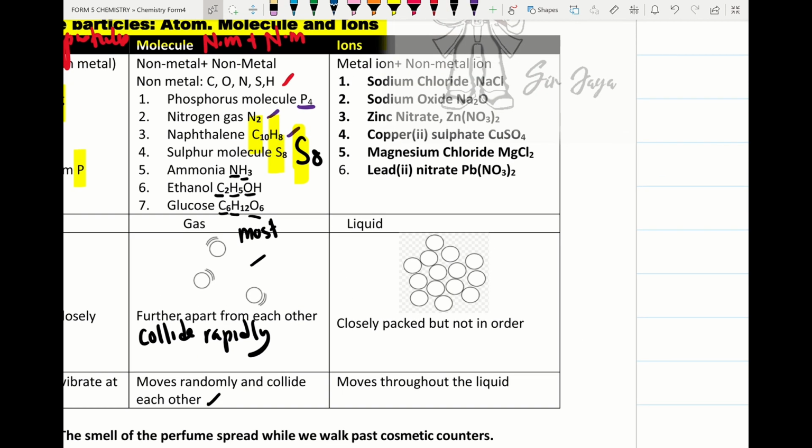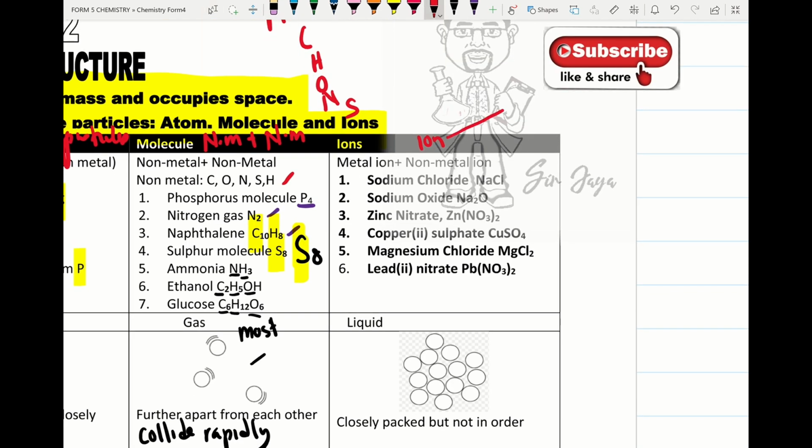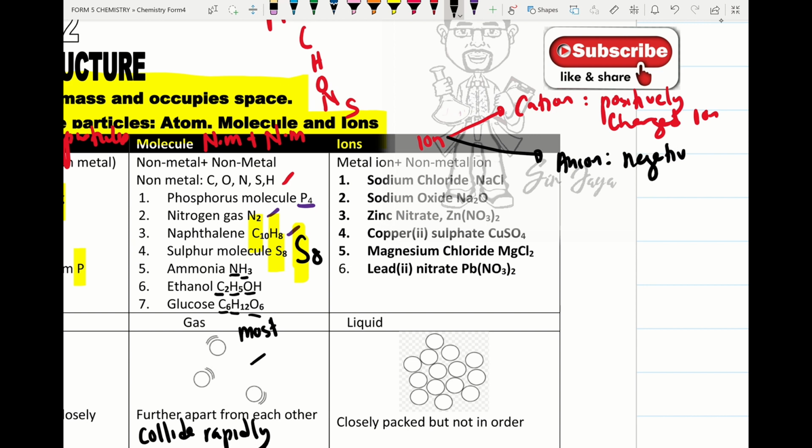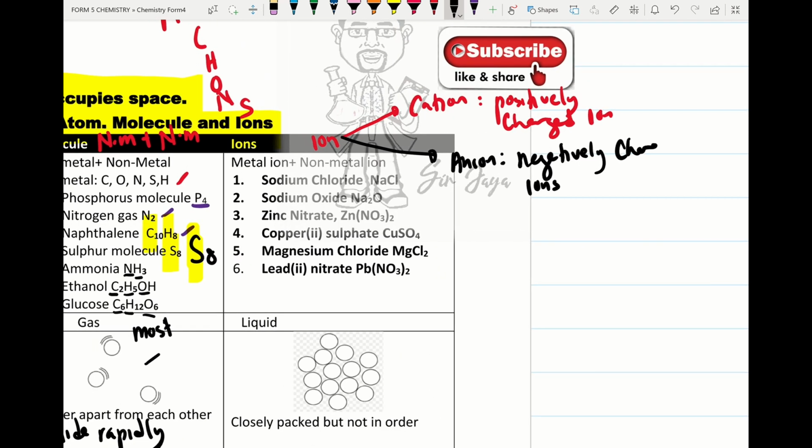All right, and next one, when we have ion. Ion is known as a charged particle. We have two types of ion. Number one is known as cation. Cation means positively charged ion. And the negatively charged ion is known as anion. Please remember, when cation and anion combine together, it is through ionic bonding.